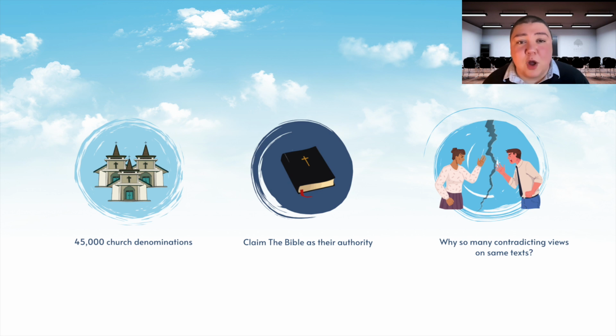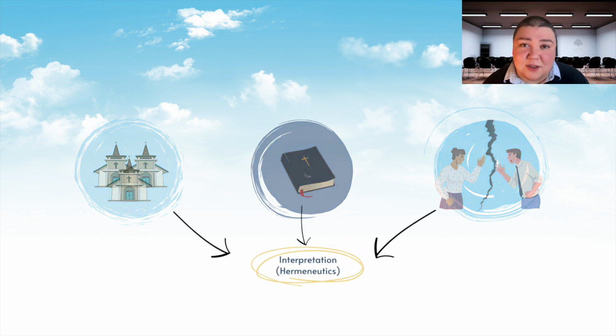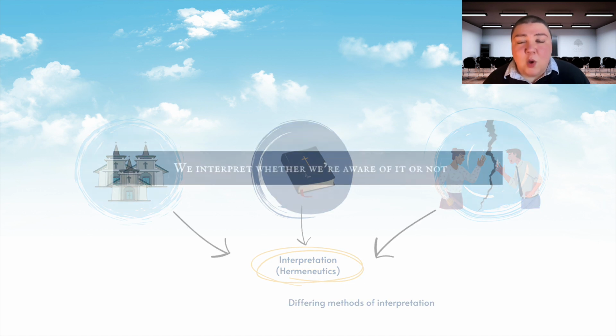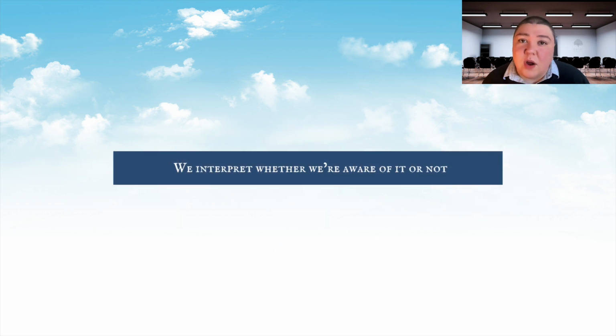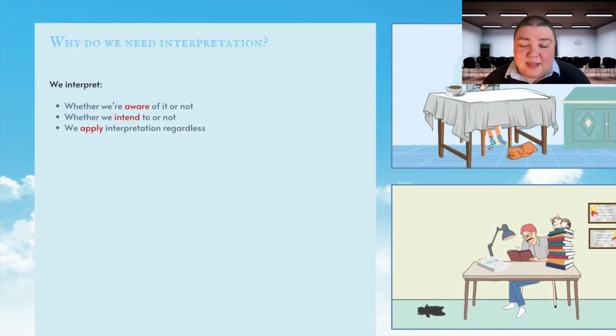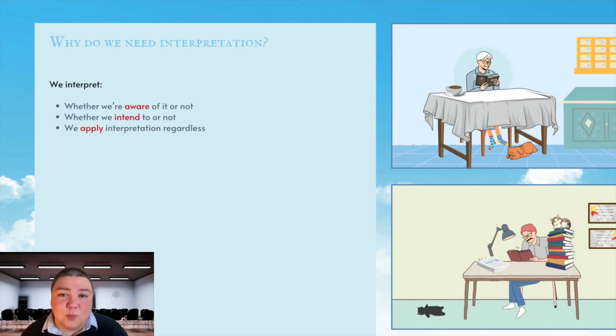So, how on earth can we have all these different contradicting, varying understandings of the same book? When all these people are reading the same book, how can there be so many contradicting conclusions about the same texts? The answer is what we talked about earlier: interpretation, hermeneutics, differing methods of interpretation. We interpret whether we're aware of it or not. This is something very important to be aware of. We apply interpretation whether we're aware of it or not, whether we try to or not.